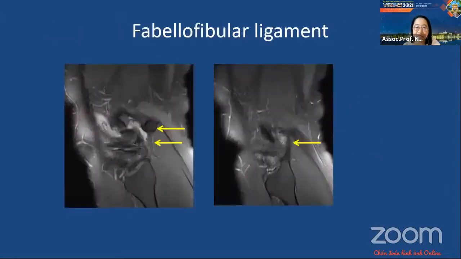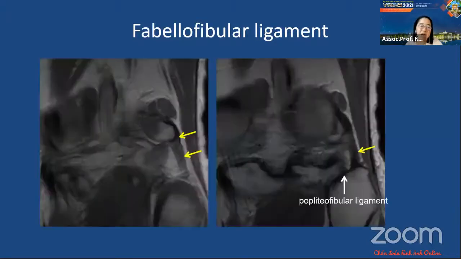And this is how to identify it. If you're lucky enough to see this structure, first of all, try to look at the fibula, and this will go down to the tip of the fibular styloid. And this is how to identify it on coronal view: the big fibula bone, and then the ligament is here, and it will go lateral to the popliteofibular ligament.